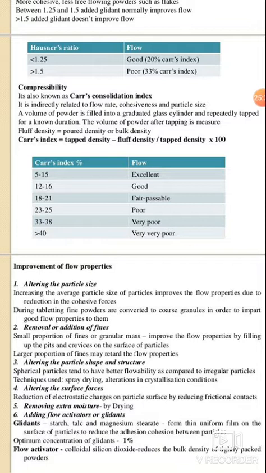Altering the surface forces: reduction of electrostatic charges on the particle surface by reducing frictional contacts. Electrostatic charge is formed due to the presence of porosity, void space, friction, and excess moisture. So you have to control the moisture content in these powders by using a moisture determination apparatus, and also add flow activators like glidants or lubricants.